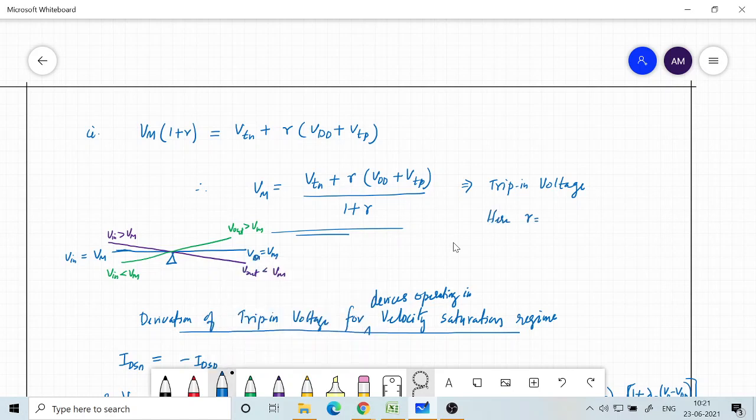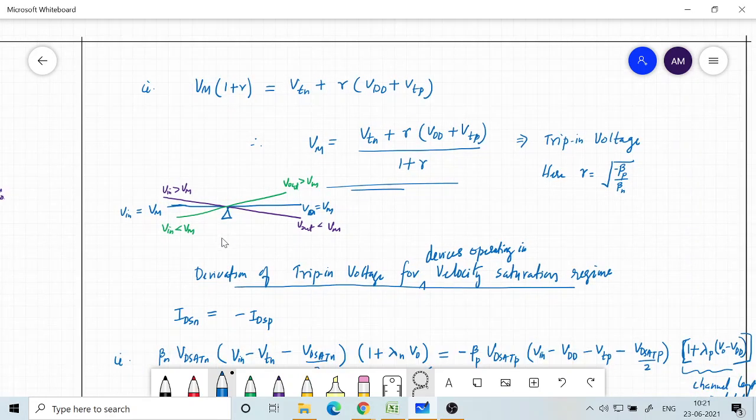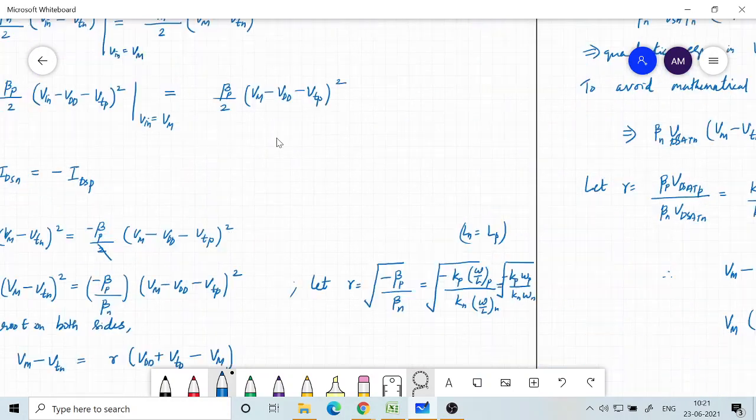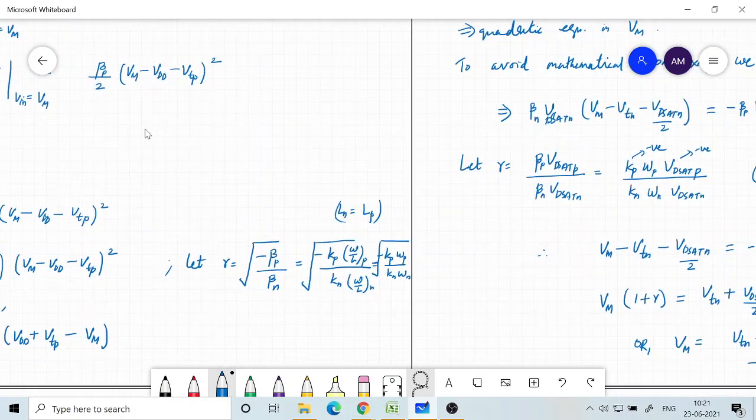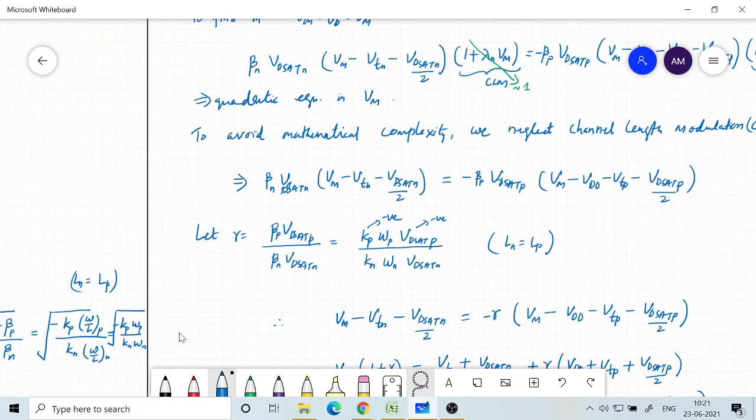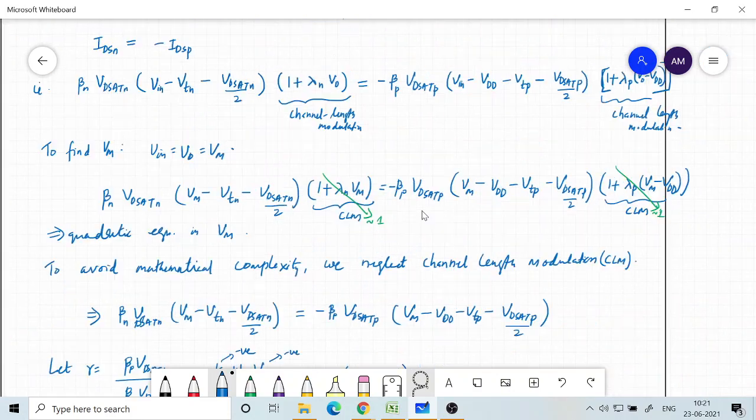So here, what was our R? R is basically the square root of minus beta P by beta N. Let me just verify that. Yeah, R is basically minus beta P by beta N, which I can write as minus Kp WP divided by Kn WN.